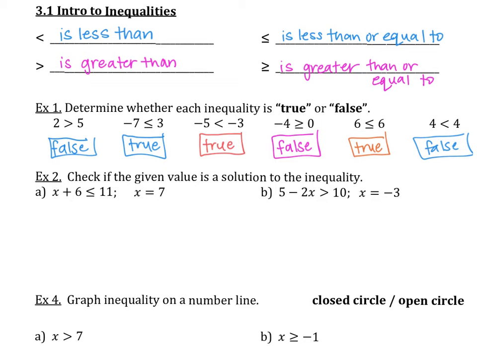Okay, for example 2, it says check if the given value is a solution to the inequality. Inequalities have infinite solutions. So this is saying, is this one of the solutions? Okay, so I'm just going to substitute the value they give me in for x. So it tells me x is 7. So where the x is, I'm going to replace it with 7. I'll bring down the rest of this inequality. And let me think about this. 7 plus 6 is 13.